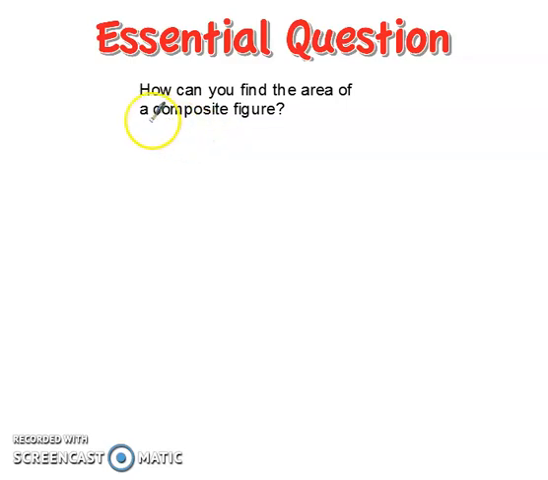We've talked about composite figures before. A composite figure is 2 or more shapes stuck together. They're all stuck together, and it's composite. It's more than one shape stuck together. So the steps of finding the area is the same as finding the perimeter of a composite shape.